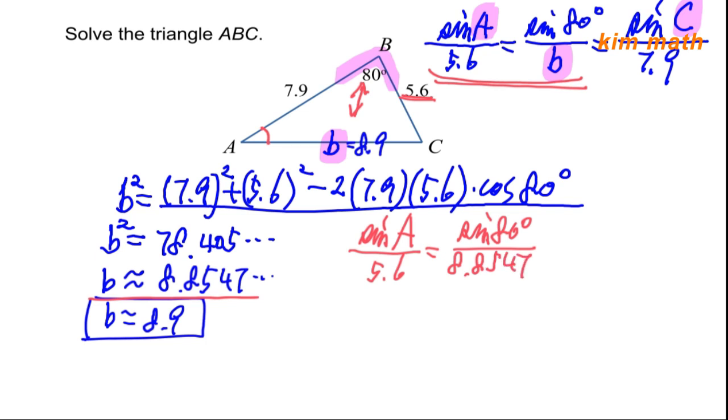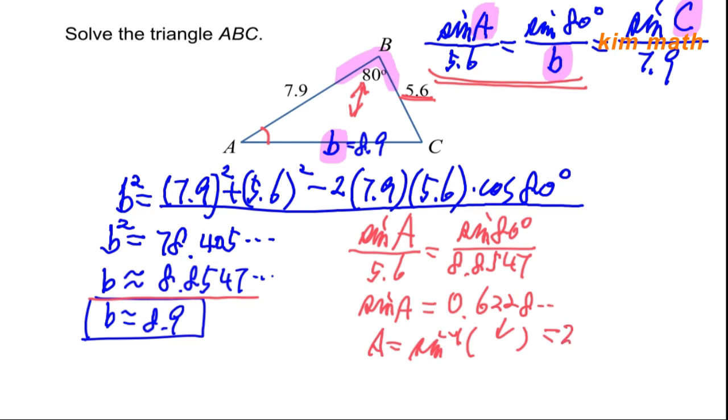Then after you cross multiply, you can find the sine A. If my calculation is correct, this is 0.6228. Now A equals arcsine of this value, which means 38.5 degrees in degree mode.